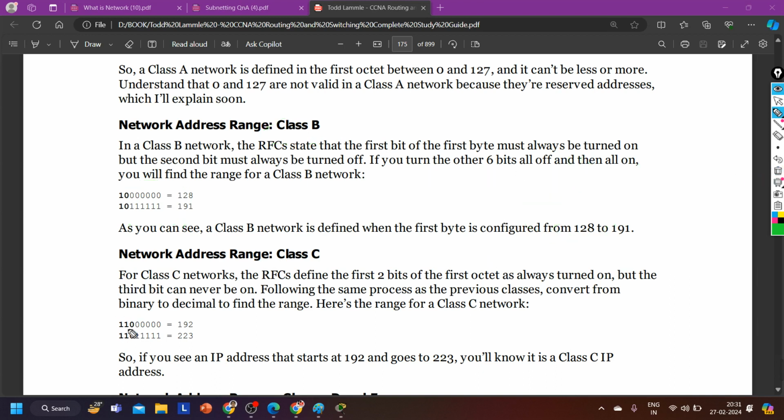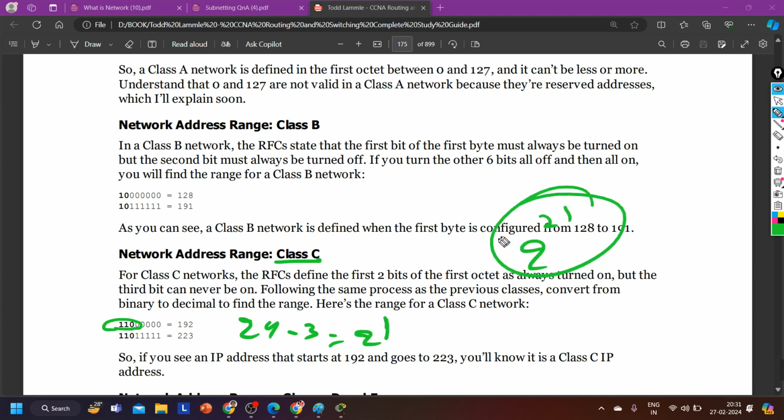In the same way for Class C, I have reserved 3 bits. The first bit will always be 1, the second bit will always be 1, and the third bit will always be 0. So you have 5 free bits in the third octet. The total network bits for Class C is 24, minus 3 bits, which is 21. So from Class C we can design 2 to the power 21 networks.